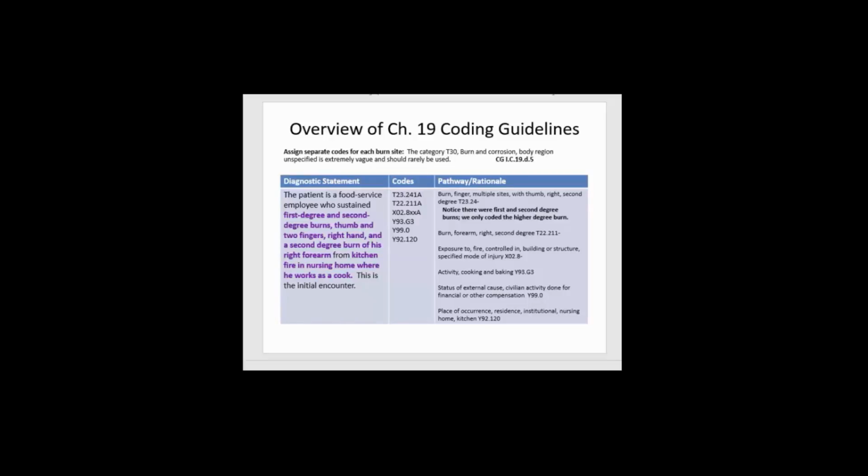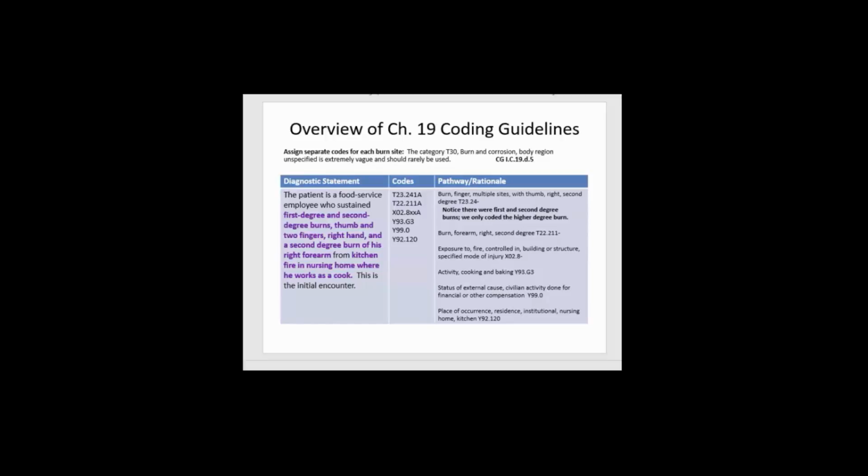In this diagnostic statement, the patient is a food service employee who sustained first and second degree burns, thumb and 2 fingers on his right hand, and a second degree burn of his right forearm from a kitchen fire in the nursing home where he works as a cook. This is the initial encounter. Obviously, you've got several external cause codes. There are 4 actually in this case. And I built it this way on purpose, so that you had to use those external cause codes.